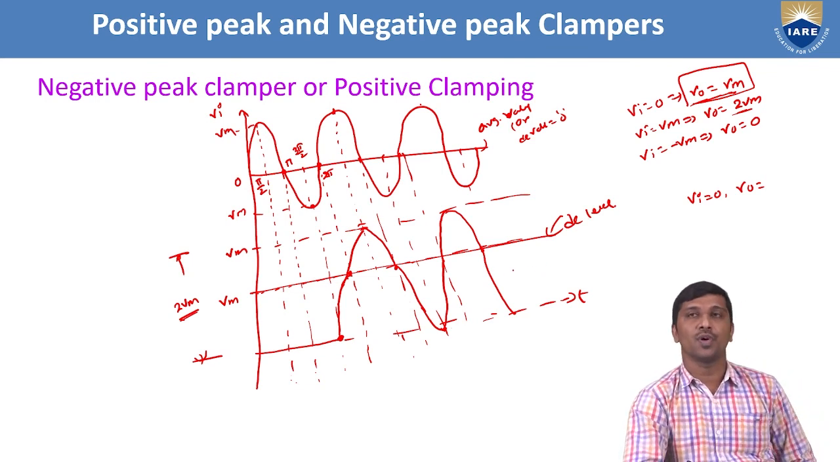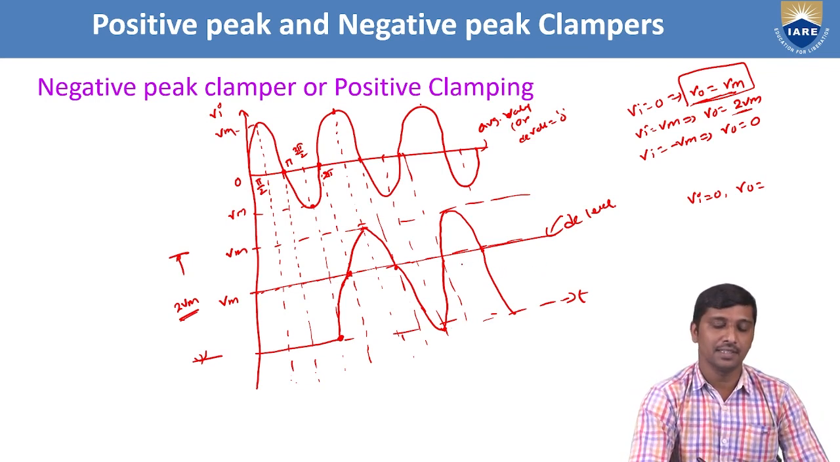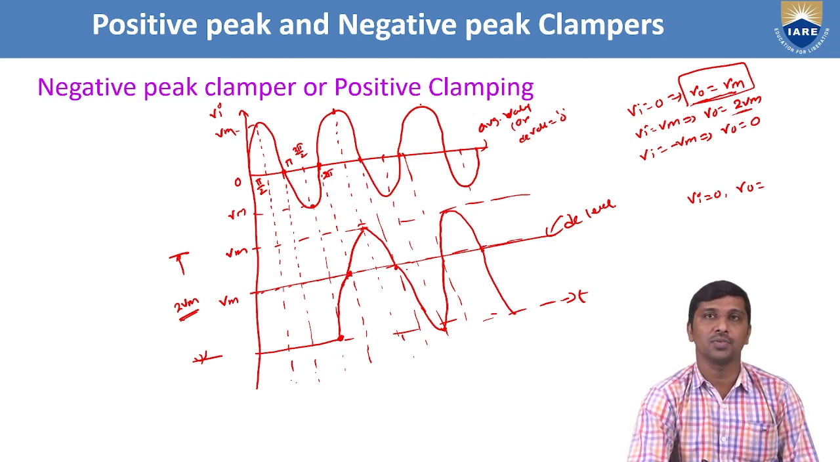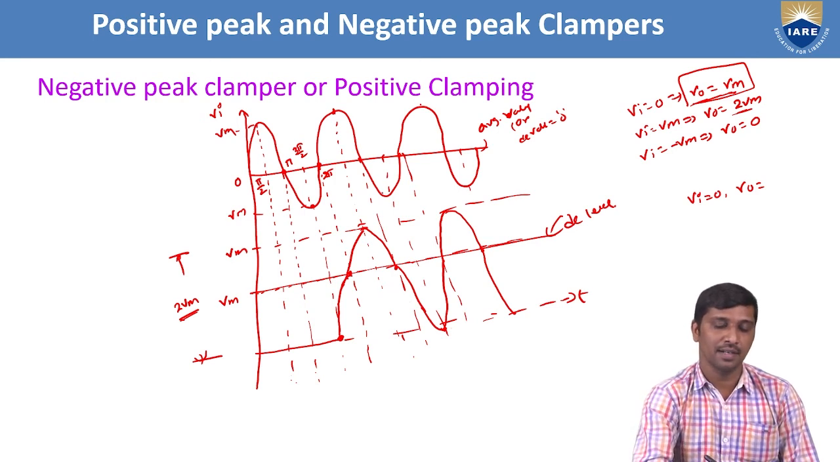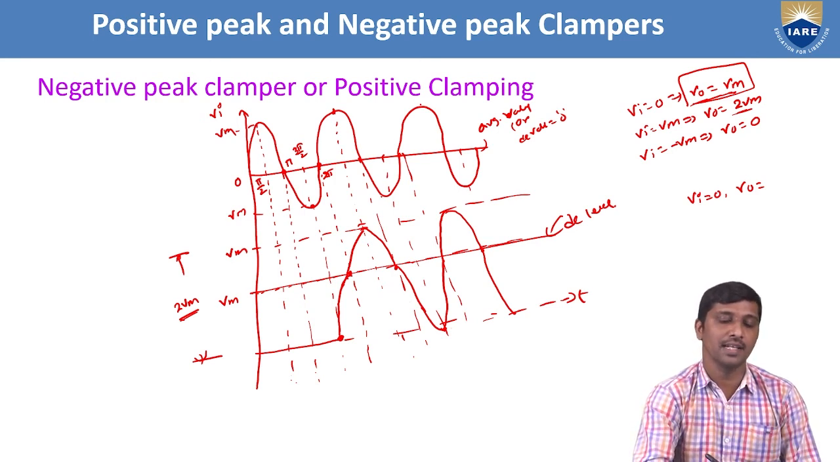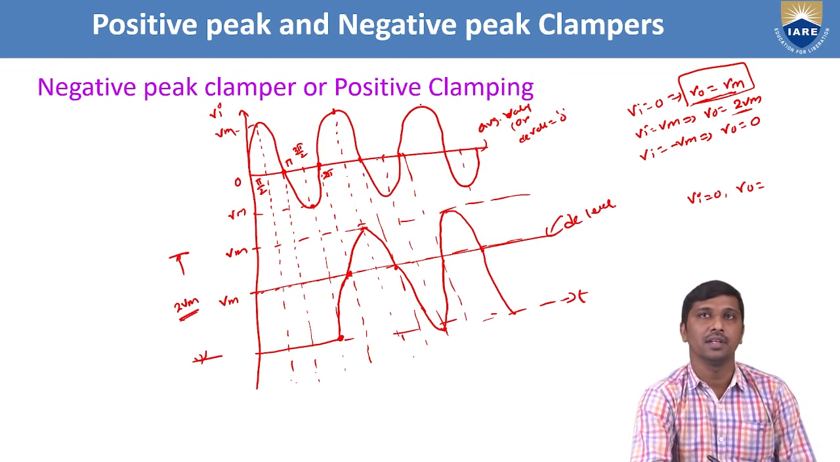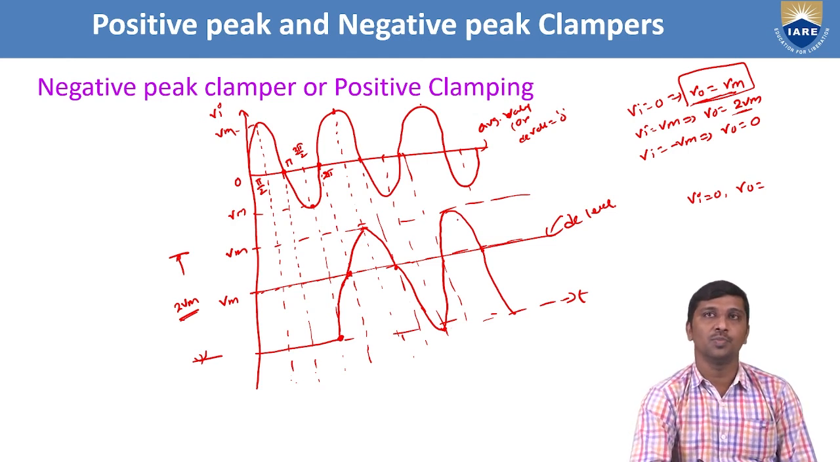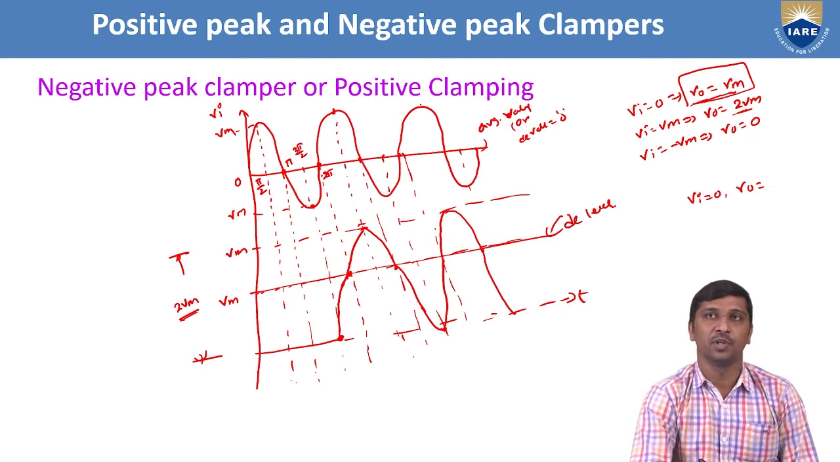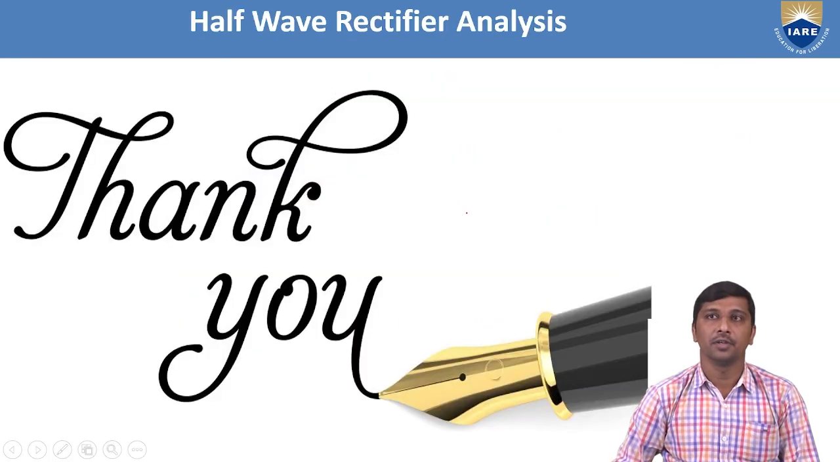So from this point, the DC level is adjusted in the positive direction, and it is called positive clamping. Why is it called the negative peak clamper? Because the entire negative portion is raised above the zero level, hence it is also called a negative peak clamper. Up to this point, we discussed what clamping is, what negative clamping is, and positive clamping. Okay, thank you.